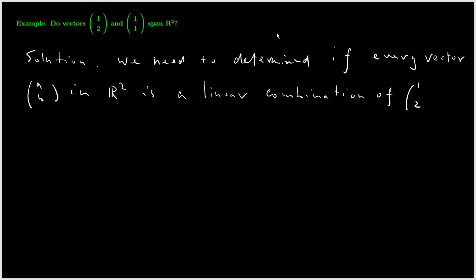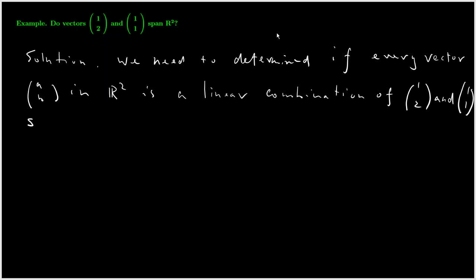So now let's say (1, 2) and (1, 1). If the answer to that is yes, then using the definition, the given two vectors span R2. If the answer to that question is no, they do not span R2, right? So by that we mean, I think we learned that before, how to determine if a vector is a linear combination of the given vectors.